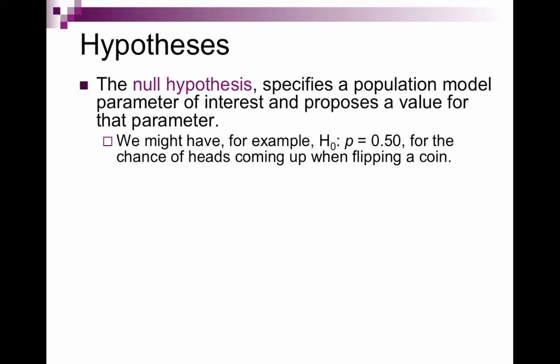The null hypothesis specifies a population model parameter of interest, and it proposes a value for that parameter. For example, we might have our null hypothesis be P equals 0.5. This would be for the chance of heads coming up when you flip a coin, because for the population parameter, we would work under the assumption that it's even. You have a 50-50 chance of heads or tails, so we would say 0.5. That null hypothesis is just assuming that the coin works how it's supposed to. It's not weighted, it's completely normal.